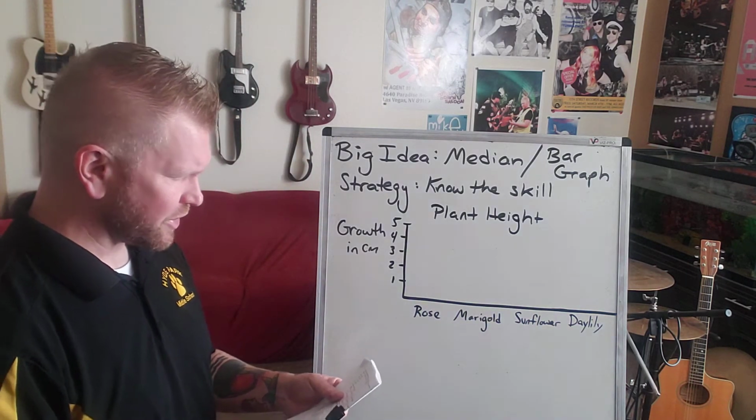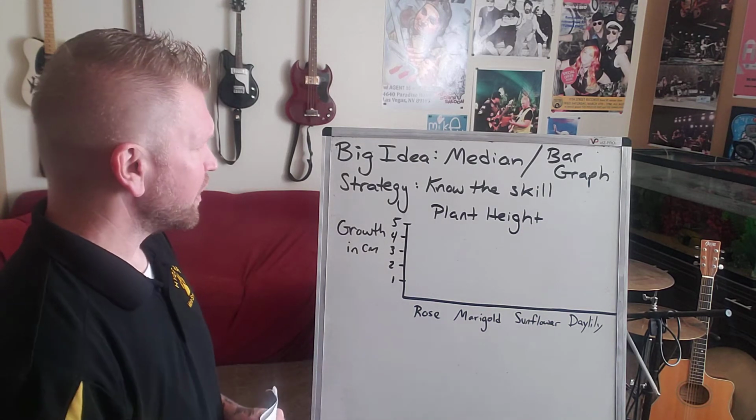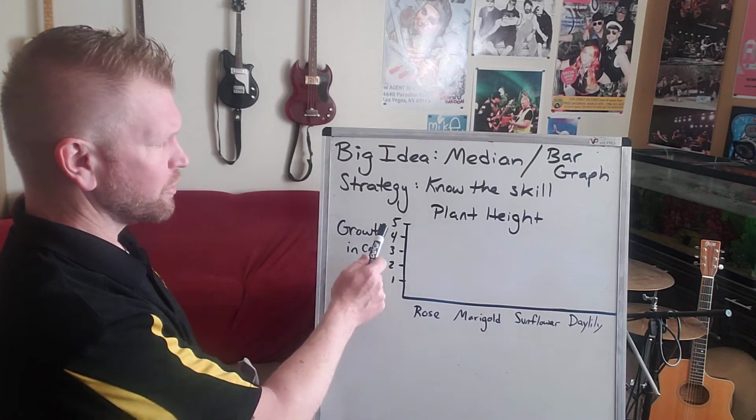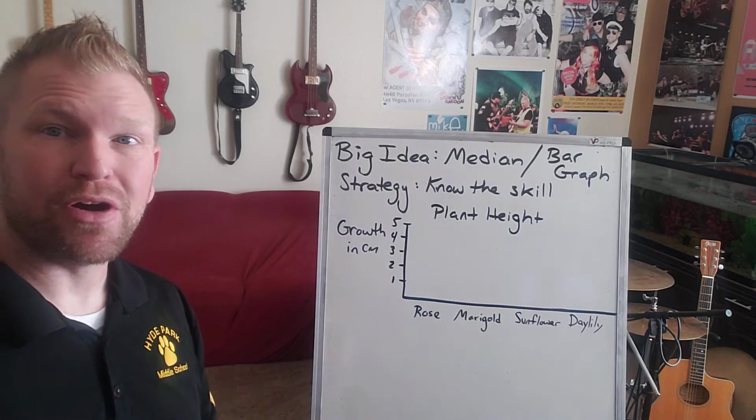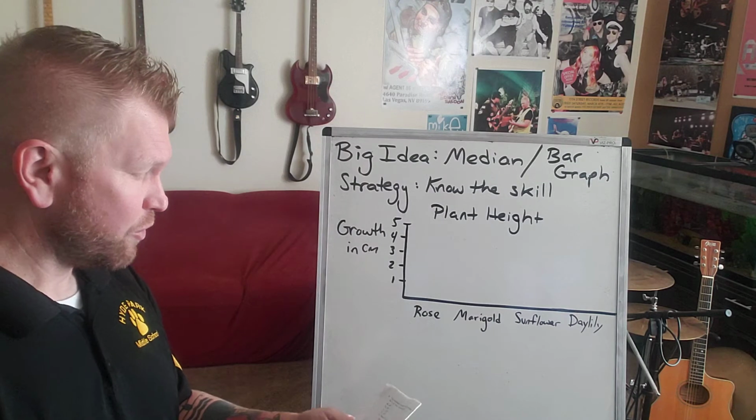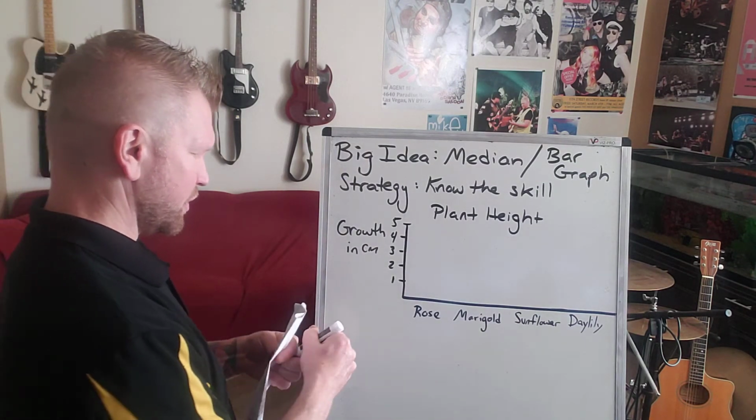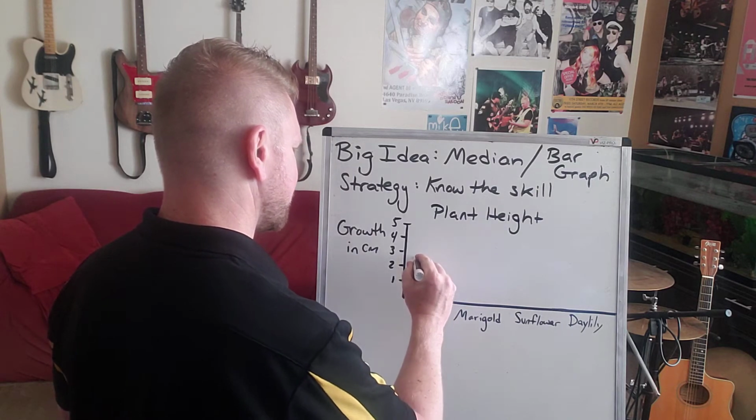And the biggest growth, I think, was 4. And so you want to make sure that your growth goes up to at least 4. So I just counted by ones, 1, 2, 3, 4, 5. And then we can make the bars then show the information that we were given. We were given that the rose had 3 centimeters of growth. So let's make a bar for the rose that goes up to 3.